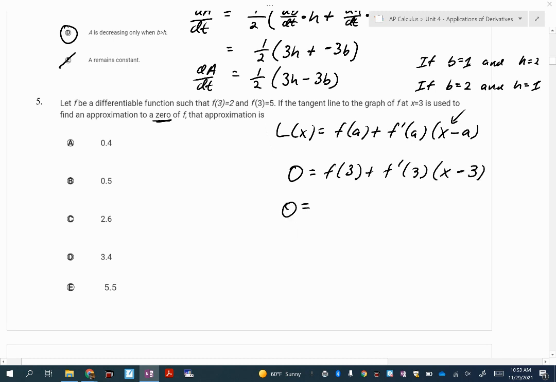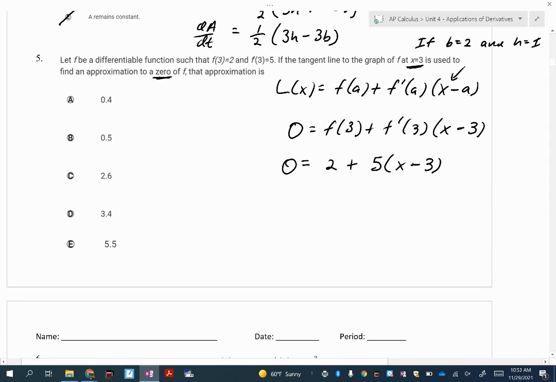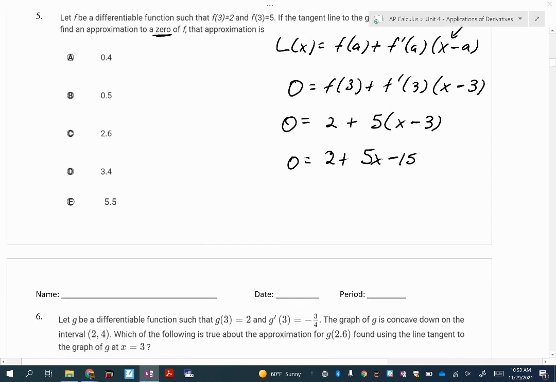All right, so let's plug in what we know. f of 3 is 2. f prime of 3 is 5. And we're subtracting x minus 3, because we're using the tangent line to the graph at x equals 3. So now it becomes actually just algebra 1. So this is 2 plus 5x minus 15.